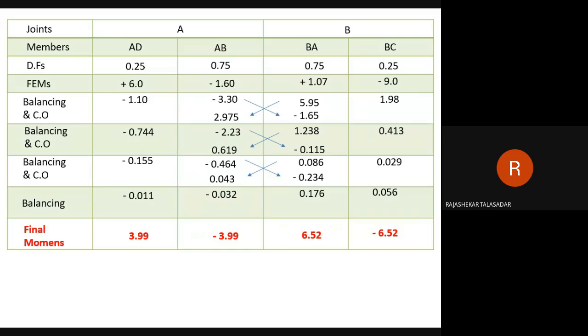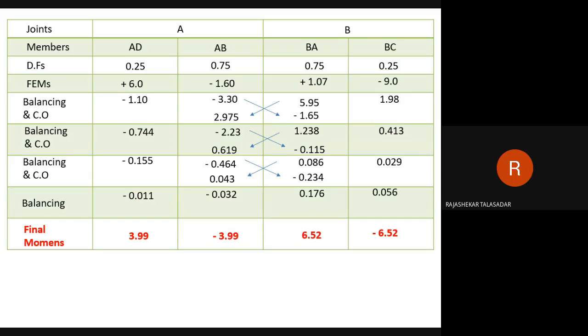See, all of you do it, because unless you practice, you never get this idea. Only by practice can you become perfect. Then carry over. Half of this will carry over here, half of this will carry over here. This is 0.232, and this is 0.043. Then balance again. One more balance, and you will get these values.